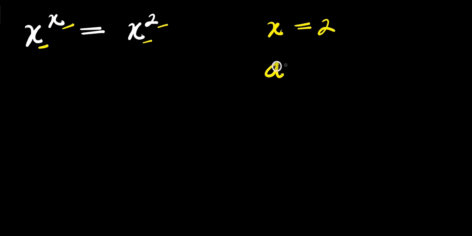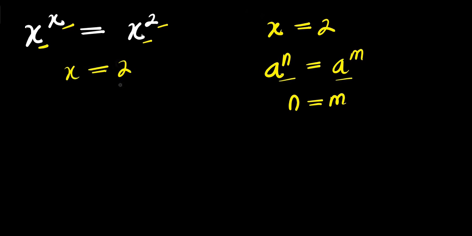identity, a to the power n equals a to the power m, when the bases are the same, you have the exponent n equals m. So once you consider this identity, you say that x equals 2. That is obviously right. But there is also another solution to this exponential problem. So let's go ahead and solve this and find all the solutions that are associated with this exponential equation.